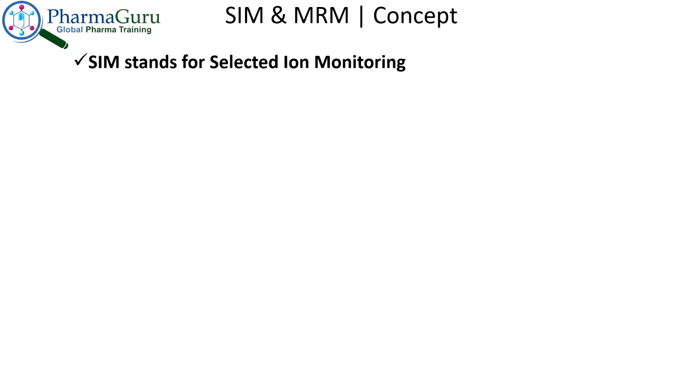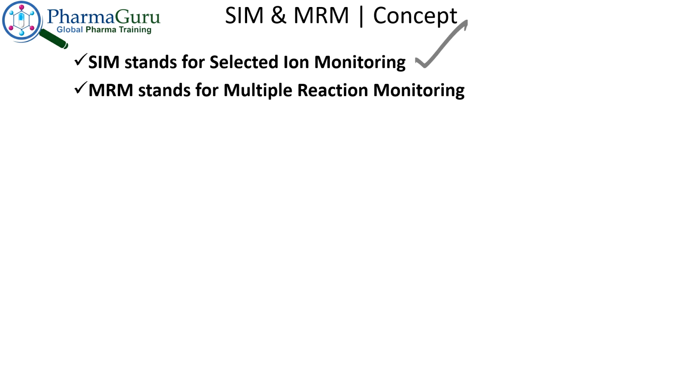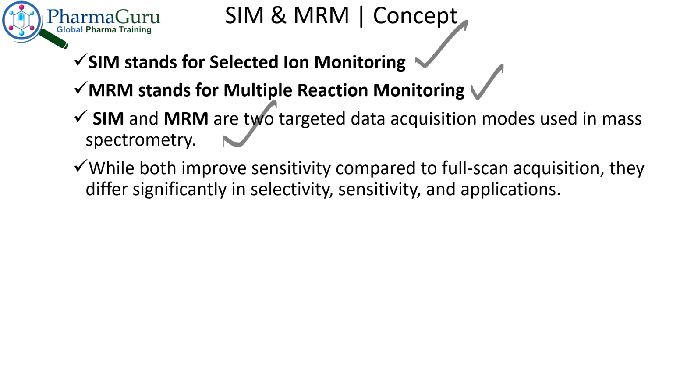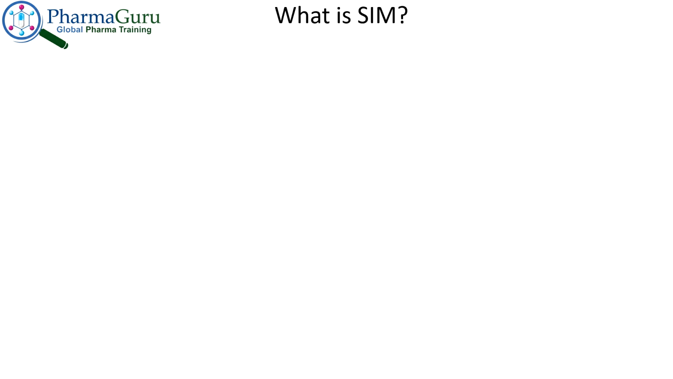SIM stands for Selected Ion Monitoring. MRM stands for Multiple Reaction Monitoring. SIM and MRM are two targeted data acquisition modes used in mass spectrometry. While both improve sensitivity compared to full scan acquisition, they differ significantly in selectivity, sensitivity, and application.